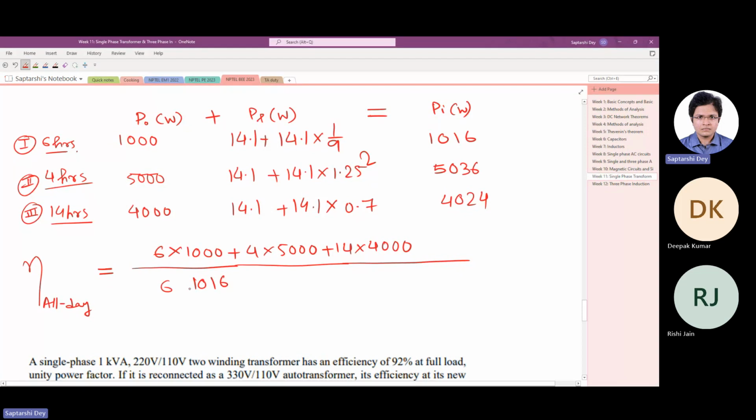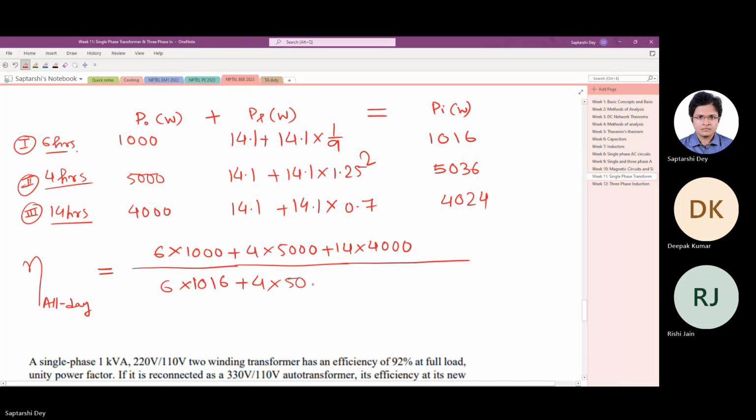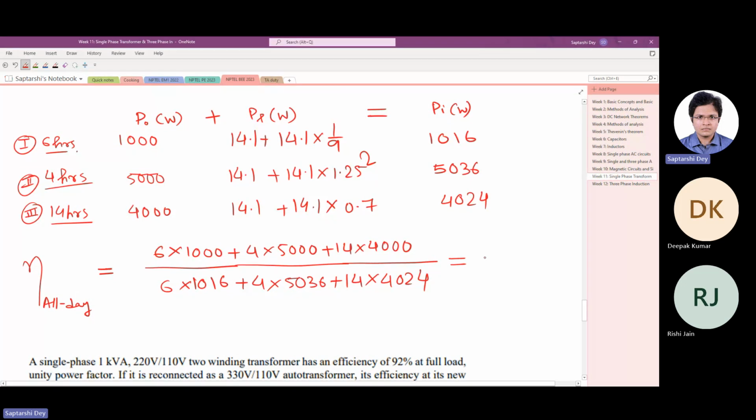1016 again for 6 hours plus for 4 hours plus for 14 hours. If you do this, the all day efficiency is basically average efficiency, nothing else. That total over a day, average over a day, that will give you something around 99.34% efficiency.